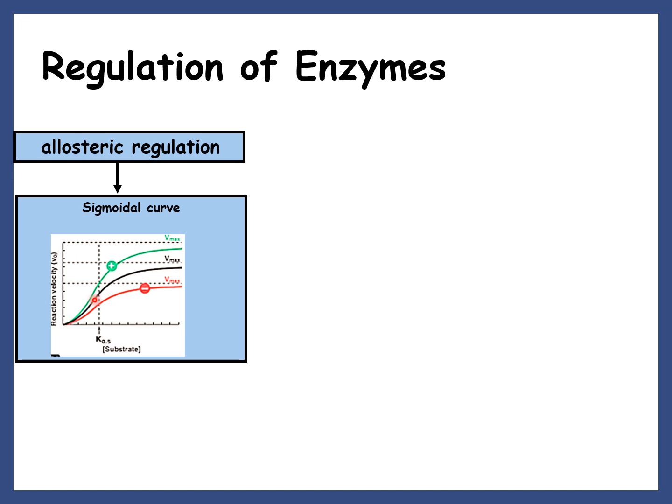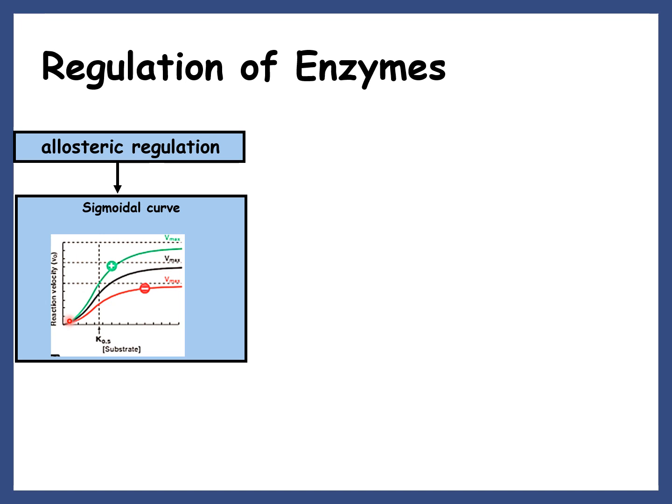These enzymes or proteins have multiple binding sites for their substrate. For example, hemoglobin has four binding sites for oxygen, and the binding of the first oxygen molecule is less efficient compared to the second one, and the second is less efficient compared to the third one, and the third one binds more easily than the first two, and the fourth one binds the most efficiently.